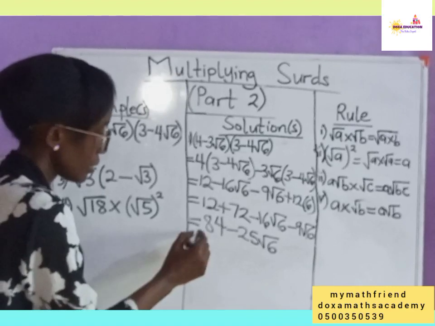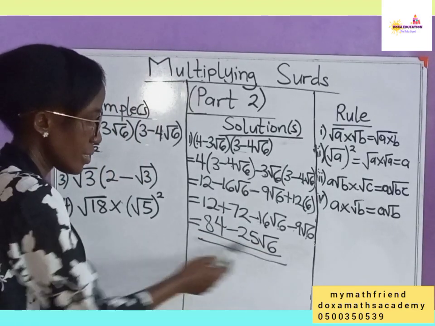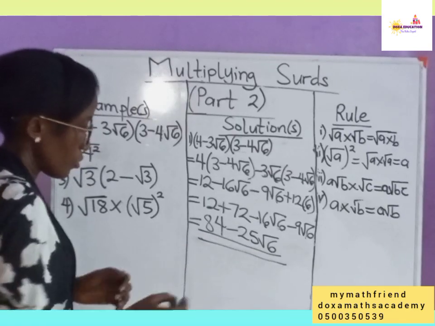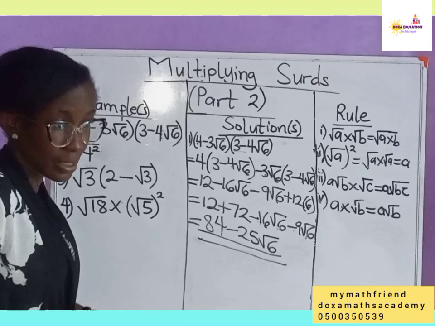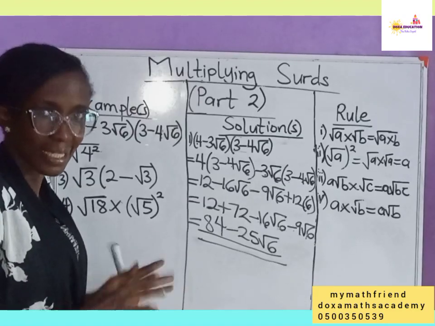Now we leave it like this as the answer. Why? You see, these are not like surds. There's root 6 here, there's no root 6 here. So we cannot subtract. Good. I trust you understand very well. Now let us go to the second example.